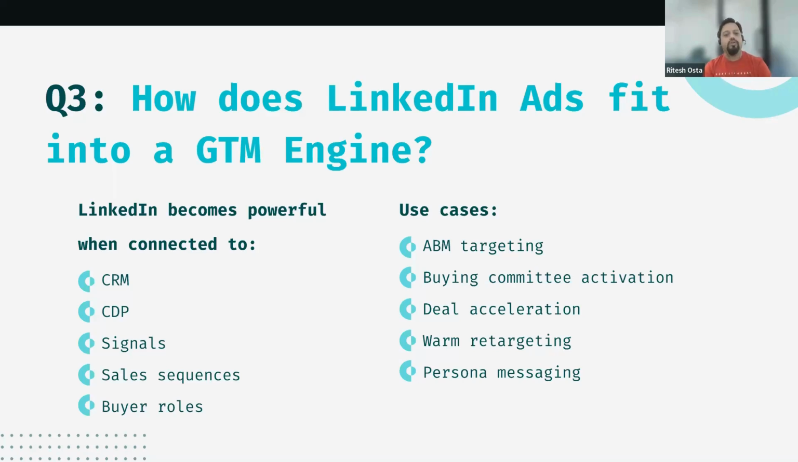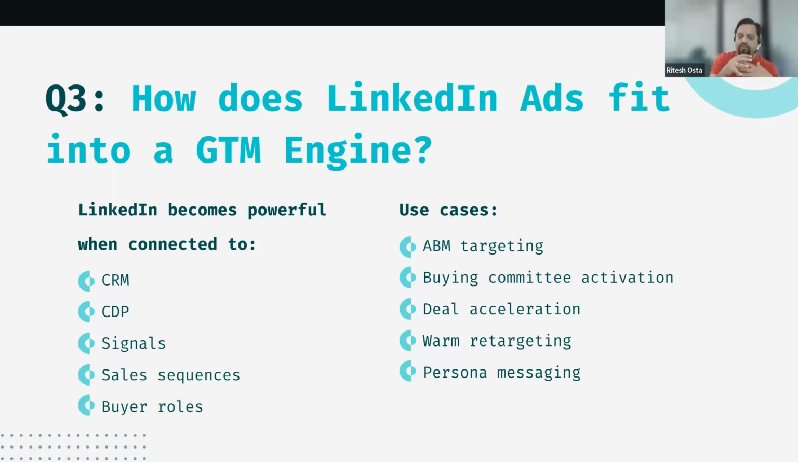So LinkedIn can create sales sequences. In a sense, in mails, LinkedIn can send it. If you're using Sales Navigator, you can do that. Also, LinkedIn can run ads for you, right? As customer match ads using the bridge ads technique. And you can target super targeted buyer roles and the ICPs. The use cases are ABM targeting, account-based targeting, buyer committee activation, deal acceleration, warm retargeting, persona messaging. These are the use cases typically that you can use LinkedIn ads for on top of a GTM engine, right?